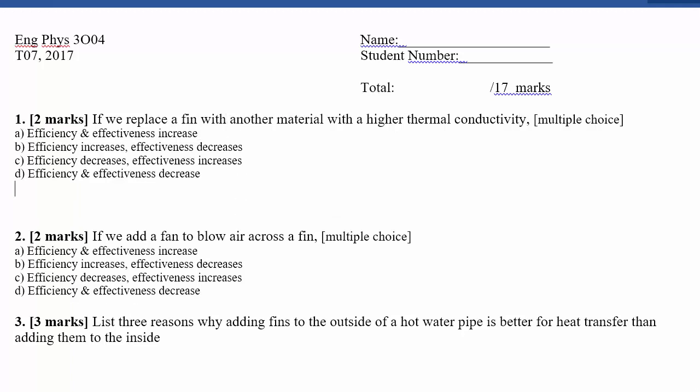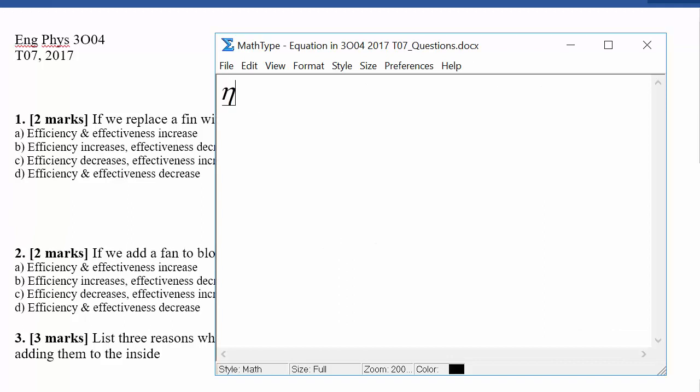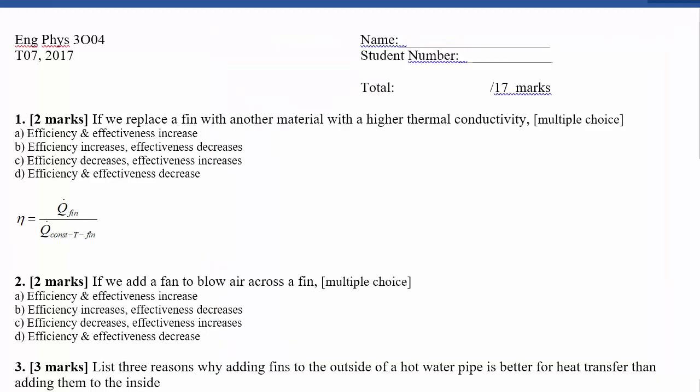All right, so the efficiency of a fin, given the symbol eta, is the heat transfer from the actual fin divided by the heat transfer that the fin would have if it was all at the same temperature. Constant temperature fin. So that's the efficiency. So efficiency will go up if you do something to equalize the temperature of the fin, to make it all closer to the base temperature.